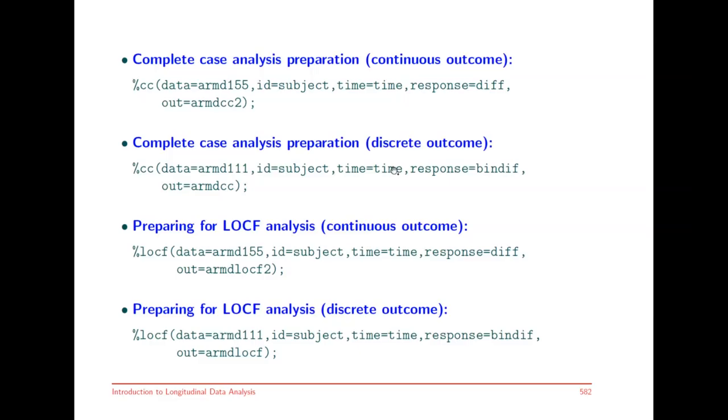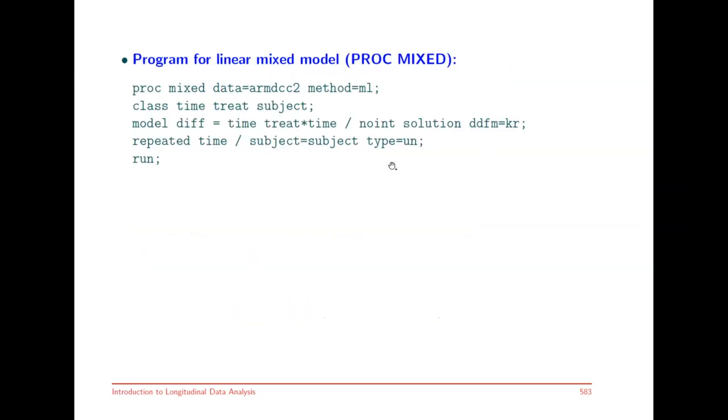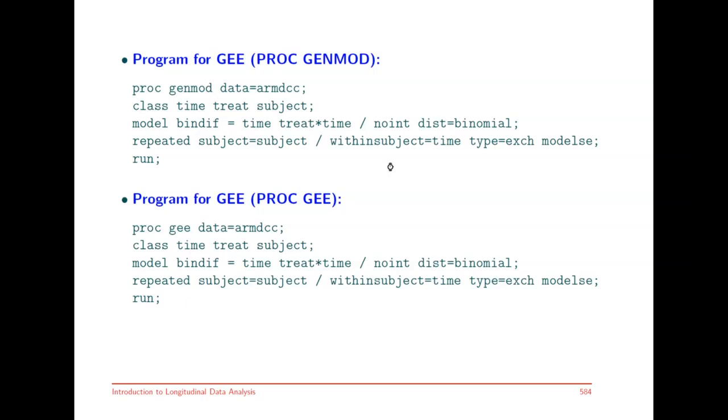Okay, there's a bit of bookkeeping here, macros that you can use for CC and LOCF. Let me repeat, it's not because we make these macros available that we suddenly think it's a good method. I think I've made it clear that CC and LOCF is not something that I would like to use, of course. But again, if you look at this program for the linear mixed model, so for the direct likelihood analysis, there is nothing specific for the case of missing data. This is the code that I would use if the data were complete, and this is the code that I use when the data happen to be incomplete. Okay, for GEE, we will do that later.